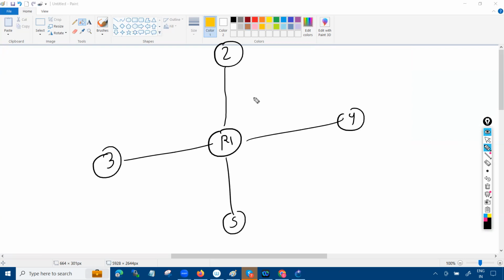So the requirement is what? Of course, we have a 12.0 network, a 13.0 network, a 14.0 network, and a 15.0 network. We have interfaces 0/0, 0/1, 0/2, and 0/3. What I want is that R1 should be the DR for all the broadcast domains. What will you do to achieve that?